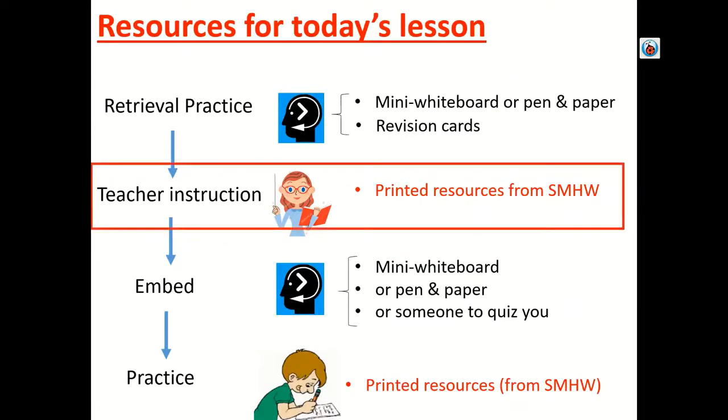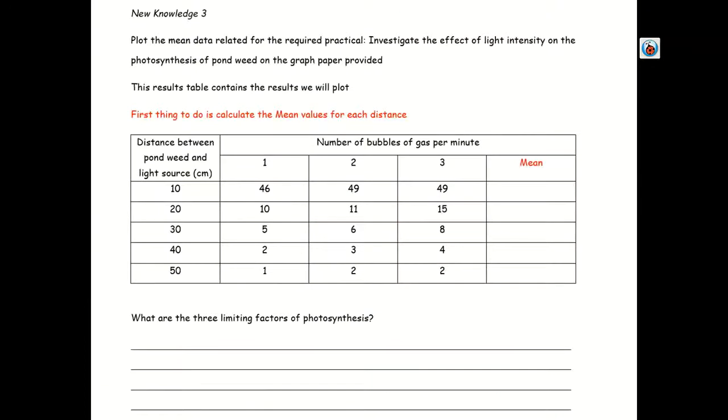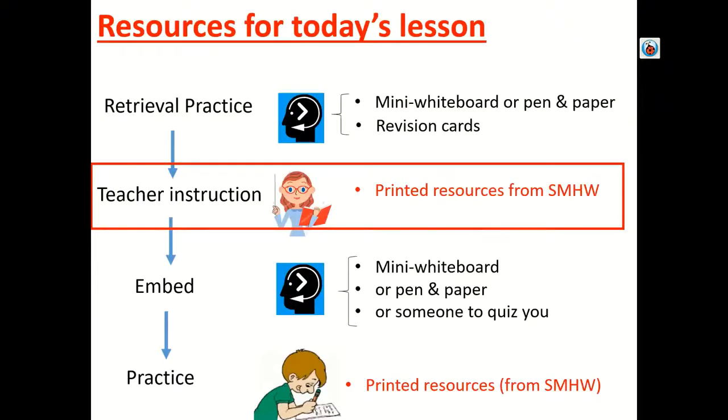Today's teacher instruction. For this, you will either need to print out the resources from Show My Homework or use the slides that are shown in this video. So these are the resources you will need. You'll need this sheet, which gives us some data. You will need graph paper because we're going to plot a graph using that data. And you will need this table that we're going to fill out as I talk through limiting factors. So if you haven't already, can you pause and organize?